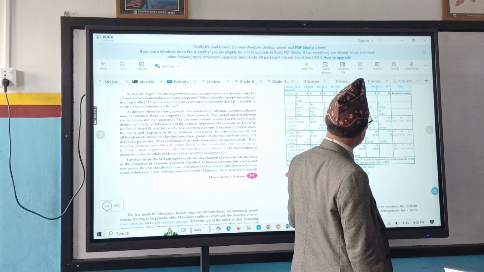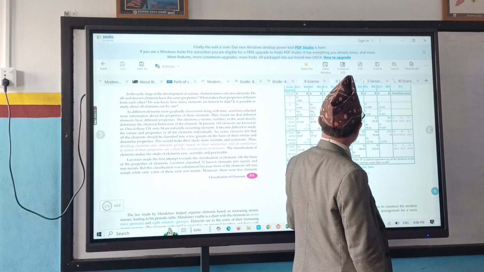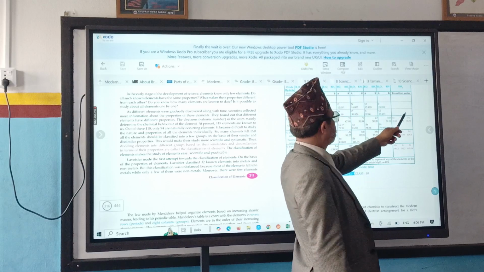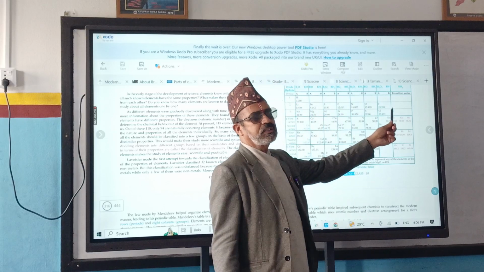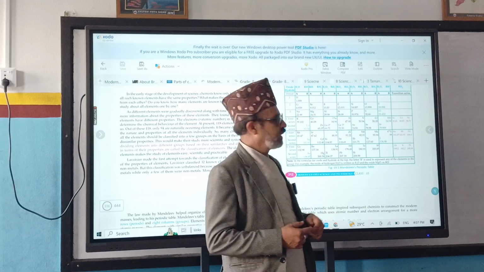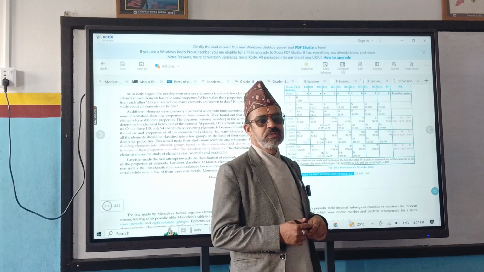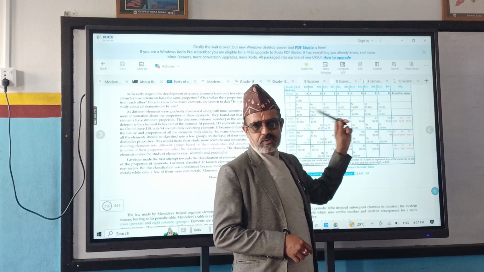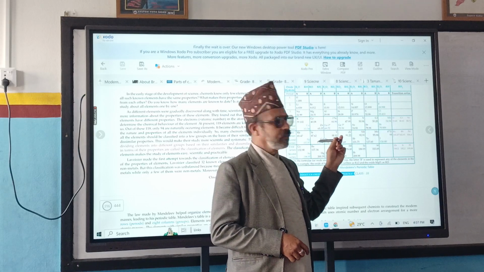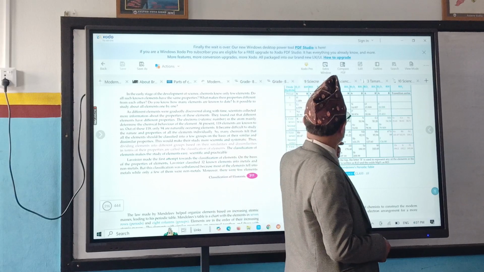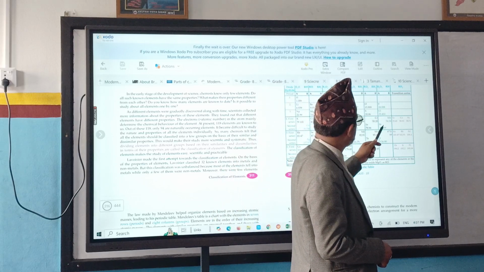Here must be something whose atomic mass is more. Okay, here is argon. What is the atomic mass of argon? The atomic mass of argon is 40. The atomic mass of potassium is how much? 39. But argon is placed earlier than potassium. That is the problem. The next one: potassium, calcium, scandium, titanium, vanadium, chromium, manganese.